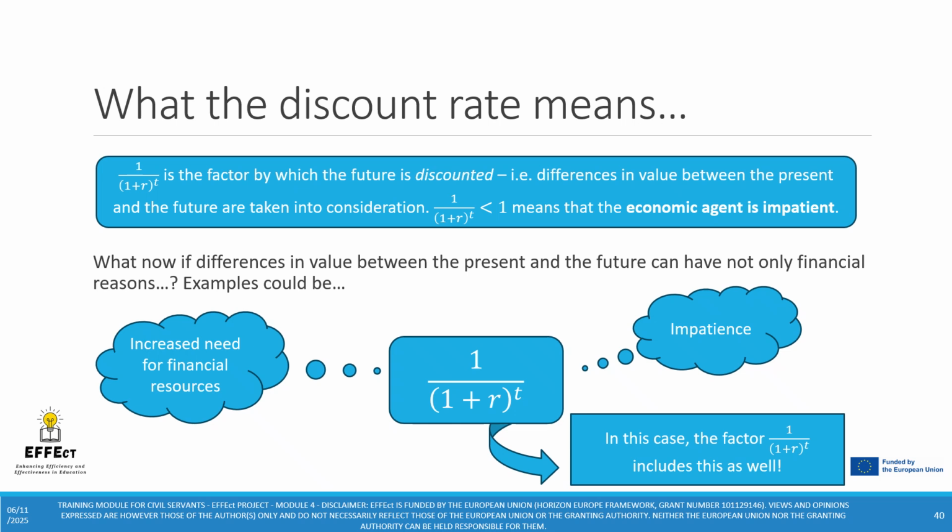But what if differences in value between the present and the future do not only have financial reasons? Examples could be, let's say, that a public institution needs financial resources or is impatient. In this case, the factor 1 over 1 plus r to the power of t includes this aspect as well.